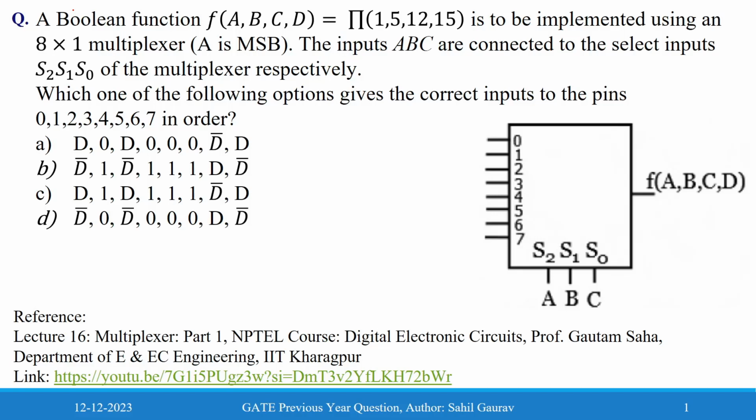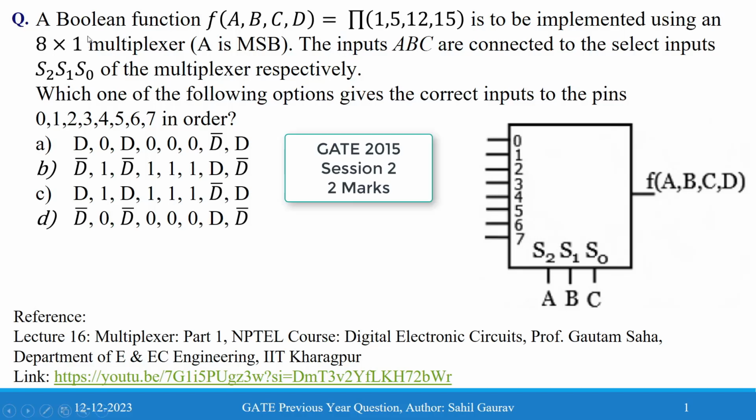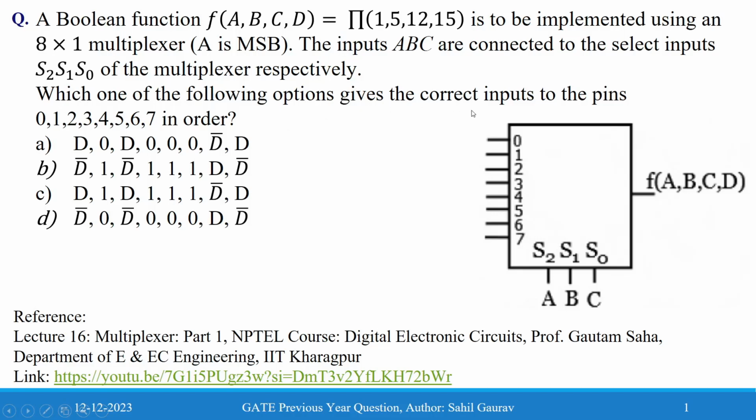Hello everyone. This problem has been asked in GATE 2015 session 2. It is of 2 marks. The problem says that a Boolean function is to be implemented using an 8x1 multiplexer where A is MSB and the inputs A, B, C are connected to the select inputs S2, S1, S0 of the multiplexer respectively. Which one of the following options gives the correct inputs to the pins?